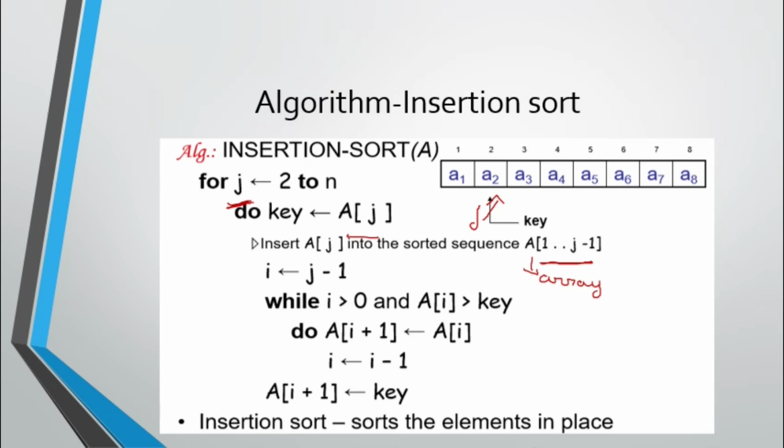Then i is by default taken as j minus 1. Then while i is greater than 0 and A of i is greater than key, you have to go inside and do the shifting operation. A of i you put into the right position, i plus 1, and you move the position i to the left. Finally, once this condition is false, you put the key into the right position. So that is how the insertion sort algorithm works. Thank you.